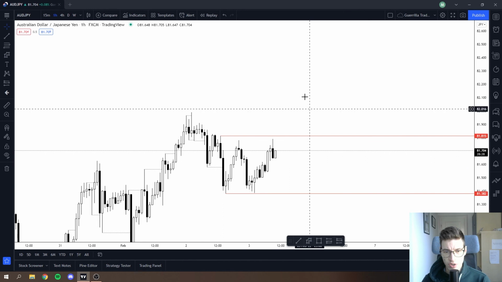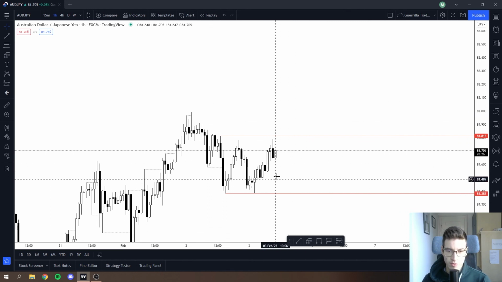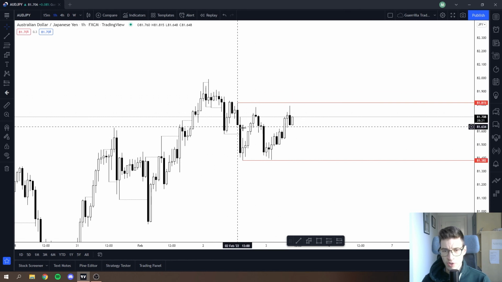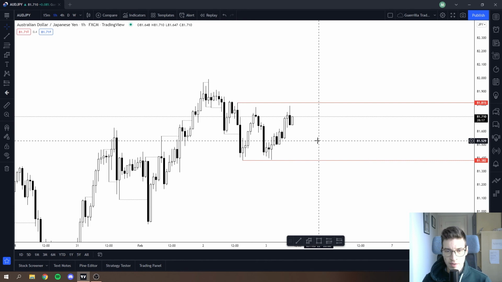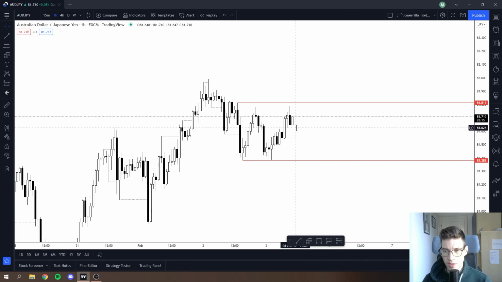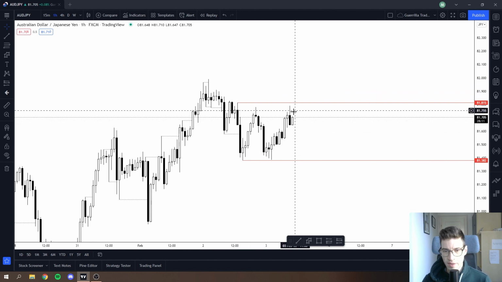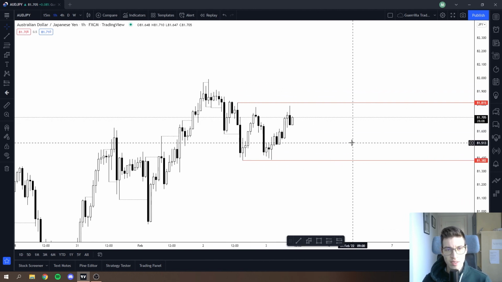Currently this one is ranging, so I want to see some large momentum to the upside or to the downside, because this is just showing me no conviction and I am a trend trader. I want to see a trend, I want to see for the pair to choose if it wants to go up or it wants to go down, and this one is just signaling sideways price action. So that's it for the forecast.